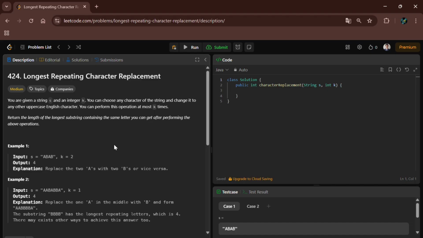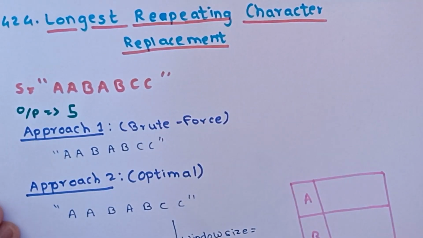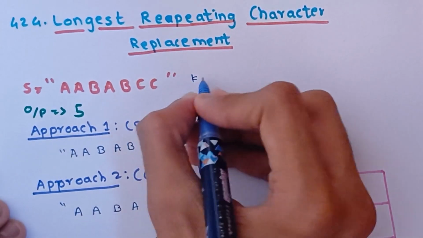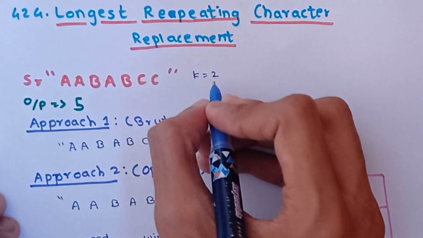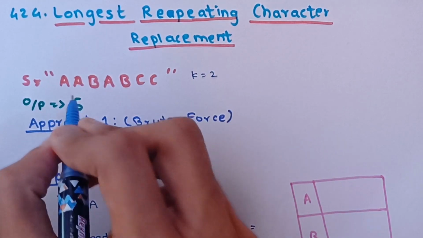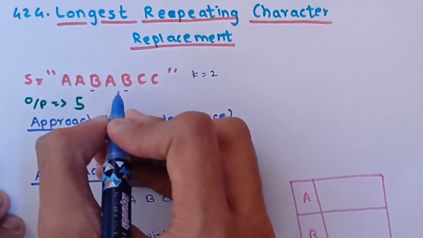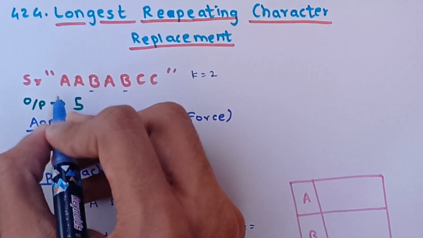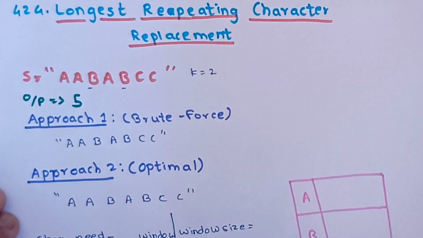Once again, let's understand the problem and the approach on paper. We have to find the longest repeating character replacement. Here k is given as 2, so the maximum replacement allowed is 2 times. We can only replace 2 elements from this string and we have to find the longest repeating character substring. If we replace the two b's with a's, the longest substring becomes 1 2 3 4 5, 5 elements, and the output is 5. So this is the problem statement given to us.